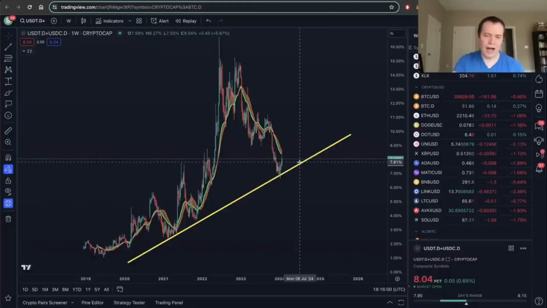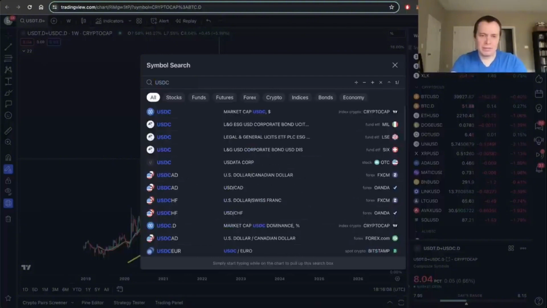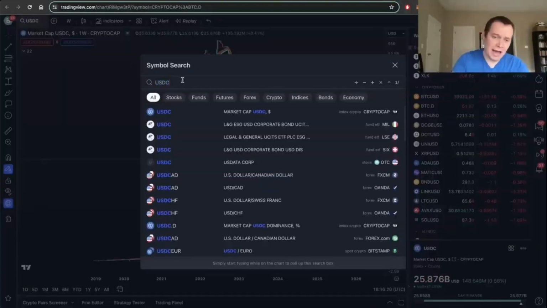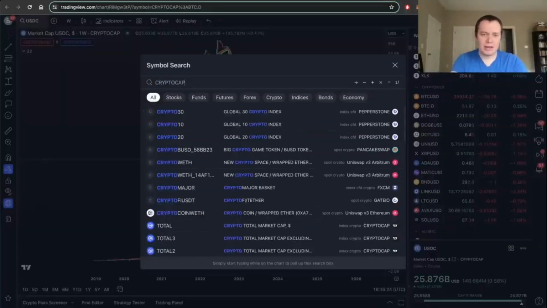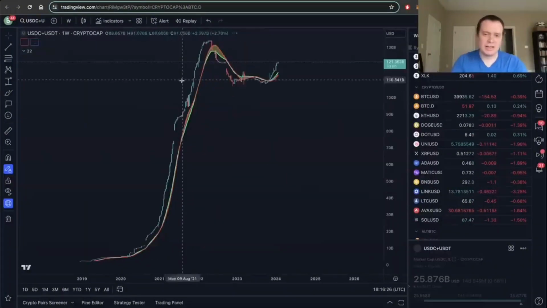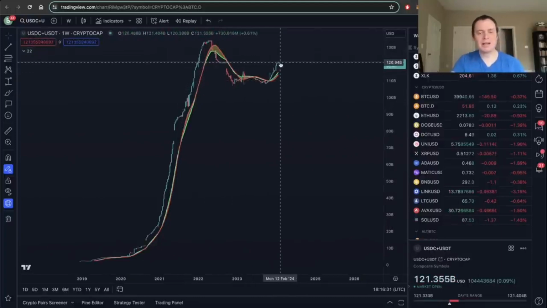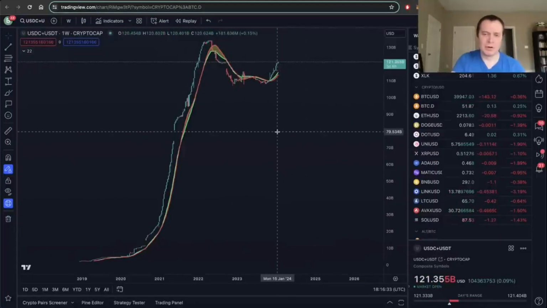One of the reasons why USDC plus USDT dominance looks so much different is that the market cap of USDC went down a lot. It's trying to gain back some market share now, but it's been mostly going down for a long time. Whereas if we take USDC dominance plus USDT dominance, you can see that it's moving up, but it's because USDT dominance is moving up a lot more recently than USDC.